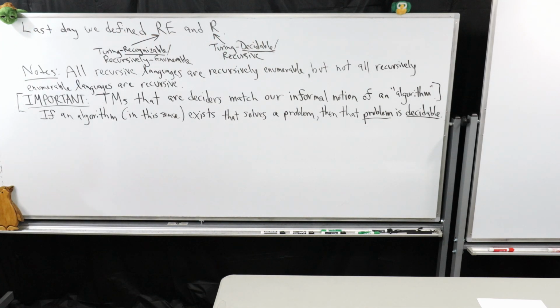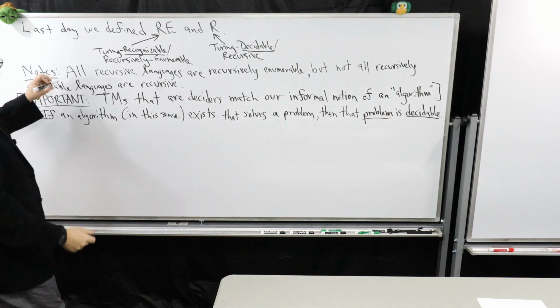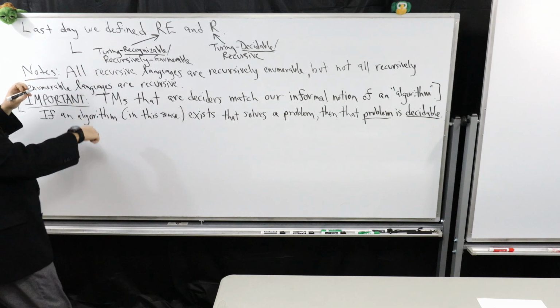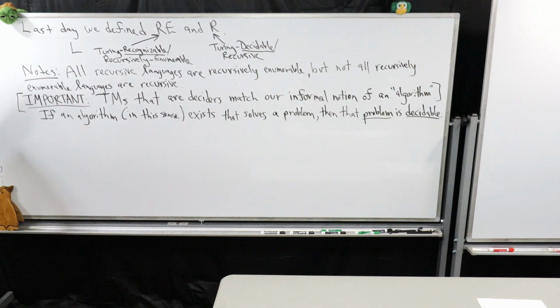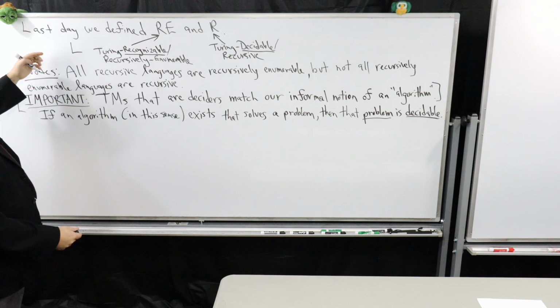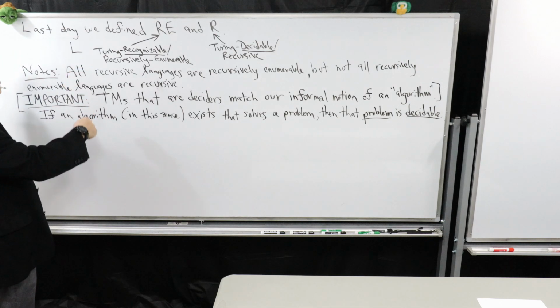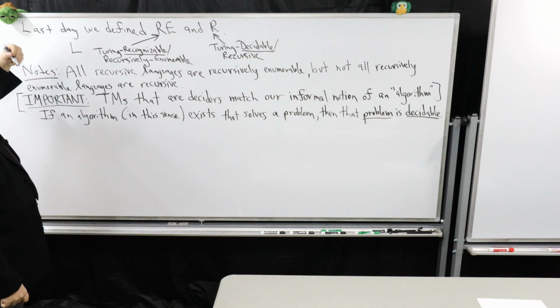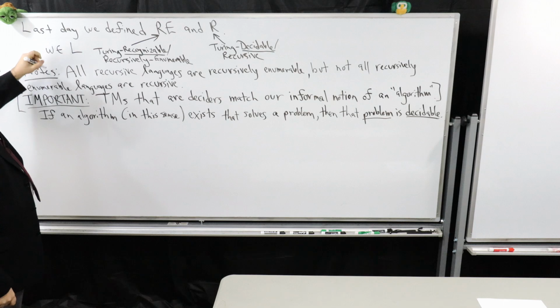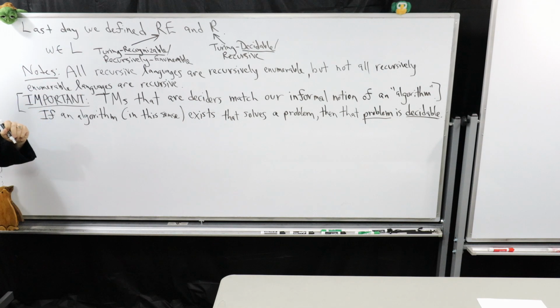These are the languages for which, if I give you some language L and I tell you that it belongs to RE, recursively enumerable or Turing recognizable, usually I'll abbreviate this by saying recognizable, then what I can guarantee for you is that there's a Turing machine that can recognize each string in that language.